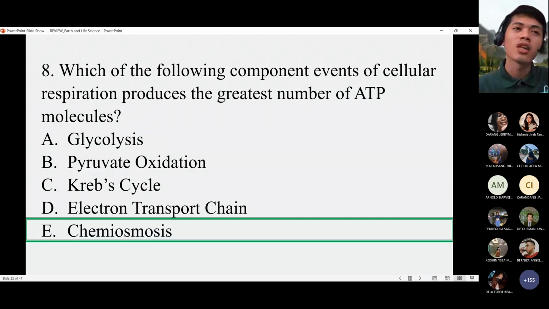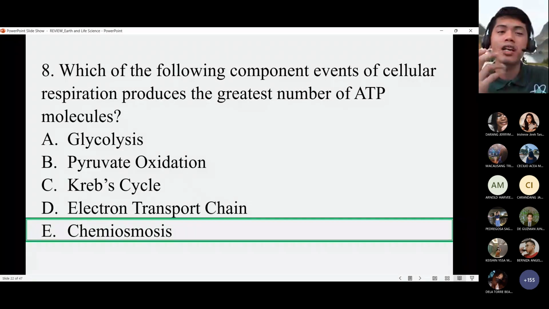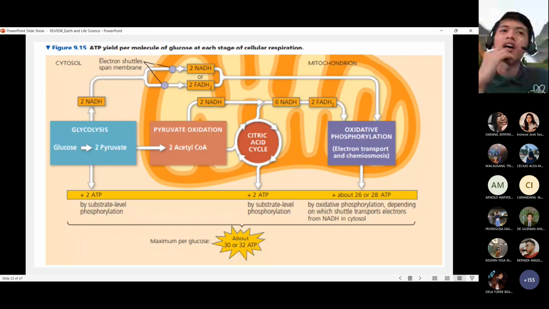Take note also, pag wala kayong makitang chemiosmosis sa choices, ang sagot diyan letter D, electron transport chain. But when there is chemiosmosis, ang sagot po diyan, of course, yan po yung sagot wherein yung greatest amount of ATP natin doon pinoproduce. Okay, take note that cellular respiration has three stages and one transition state.